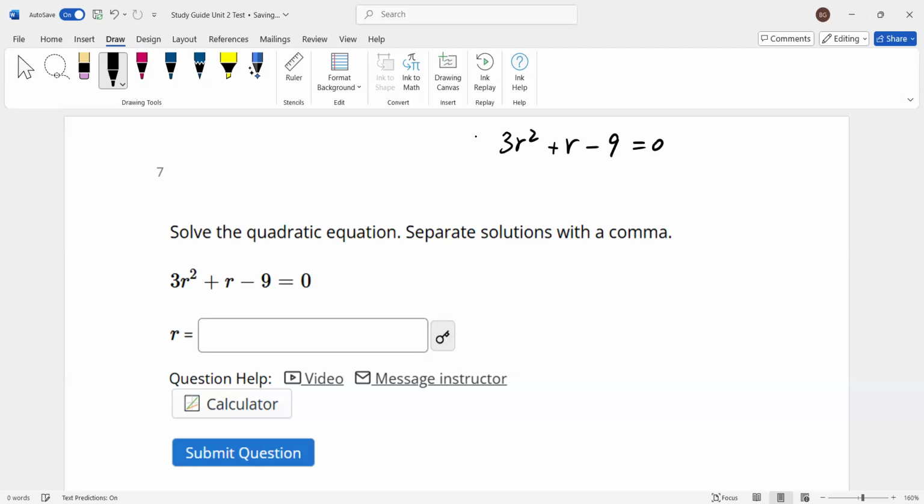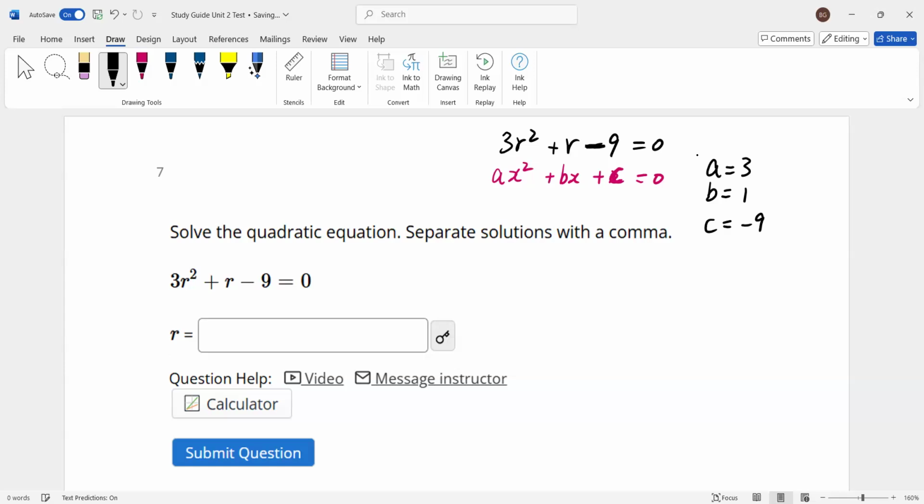You need to memorize the formula. I'll start with identifying a, b, c. I'm going to write the standard form of a quadratic equation here: ar squared plus br plus c equals 0. So firstly, we identify a, b, c. a is the leading coefficient, which is 3. b is the coefficient of r, which is 1. There's no number in front of r, that means the coefficient is 1. c is negative 9. Be very careful with the sign.